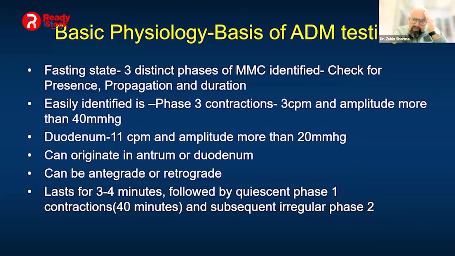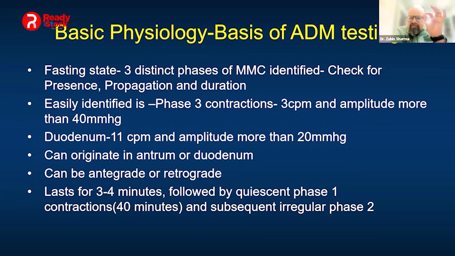Contraction can appear both in antrum or duodenum. It can be antegrade or retrograde. If you remember your endoscopies, the antral contractions can move both downwards or backwards. They will last for less than 4 or 5 minutes, followed by a phase 1, which is a quiescent phase, and then a subsequent irregular phase 2.